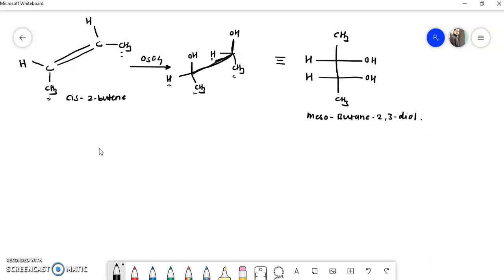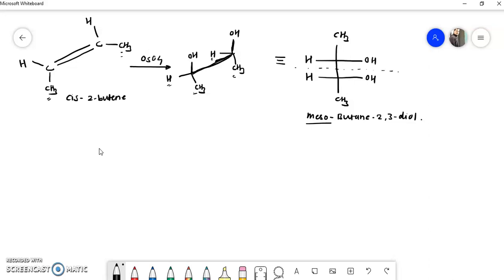So this Sawhorse projection, if we convert it into the Fischer projection, again these CH3 and OH are on the same side, hydrogens are on the same side. So such a structure can be called meso, because we can divide it into two exactly half parts.